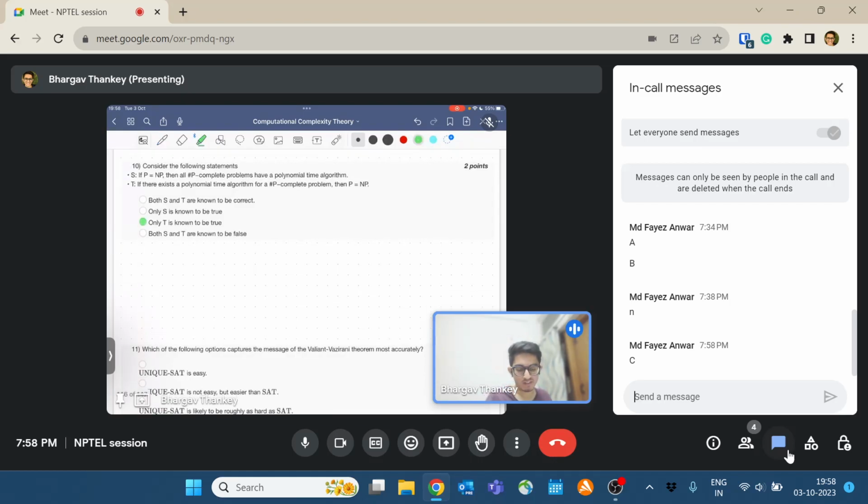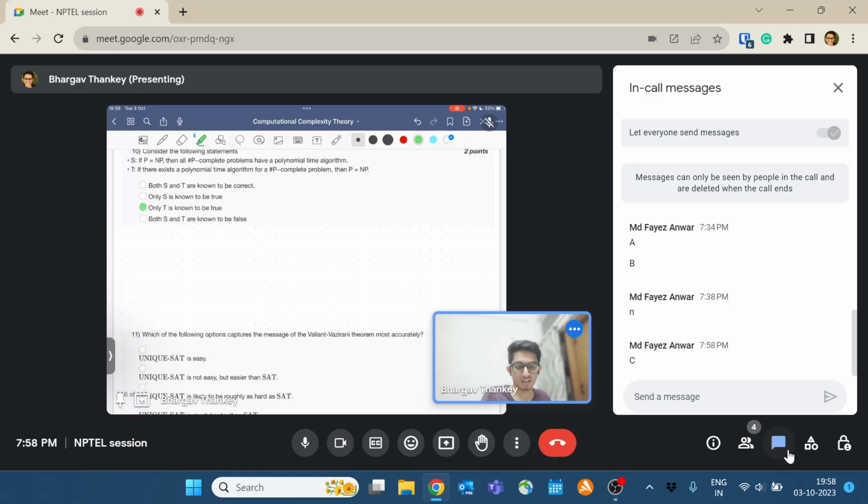Why? Because if T were correct, then you would have a polynomial algorithm for a sharp P complete problem. Now sharp SAT is in sharp P. So all you have to do to decide whether a Boolean formula phi is satisfiable or not is give phi to this algorithm, see if it outputs something greater than or equal to 1. If it does, accept. If it does not, that is if it outputs 0, then reject. Yeah, so C is correct. And so far, we do not know anything about A.